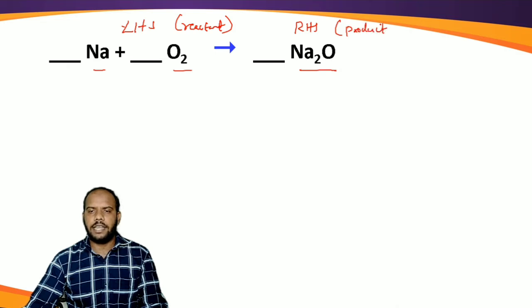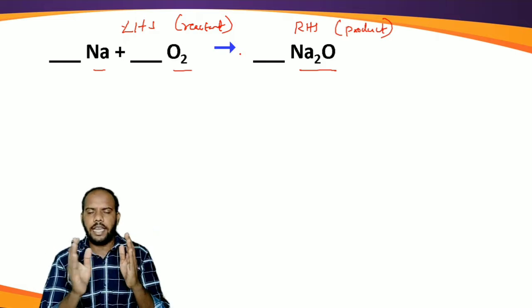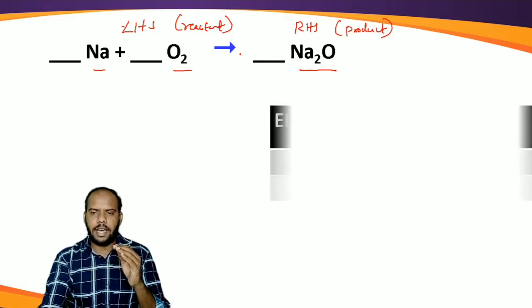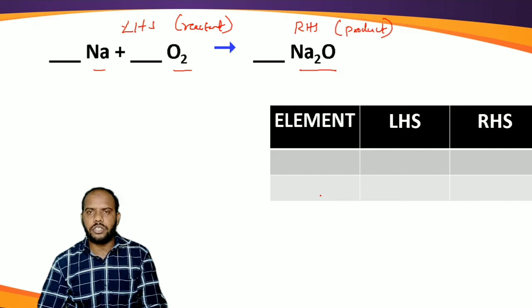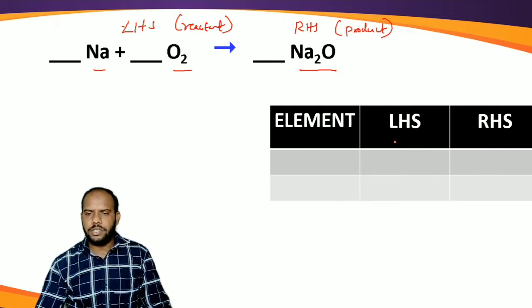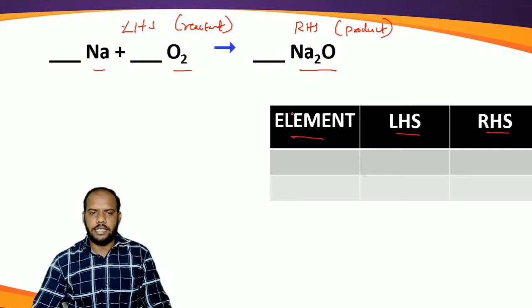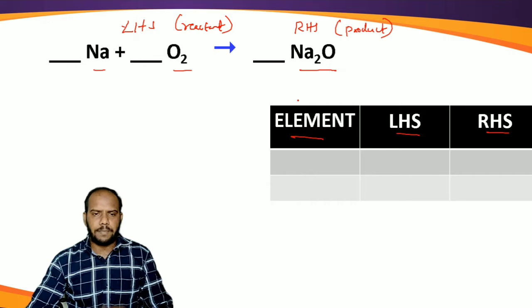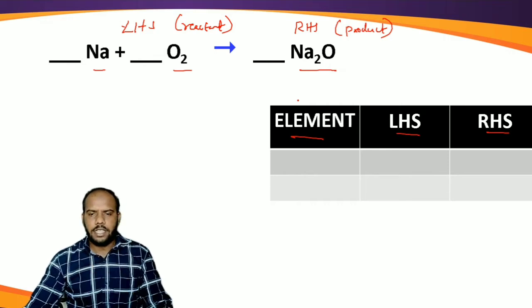Okay, children, this is reactant and product. Based on that, we should classify the elements. Same as this process, you should also draw a small table and write element, left hand side, right hand side. Write what elements are present here. The first element, sodium, is present, so you have to write Na.